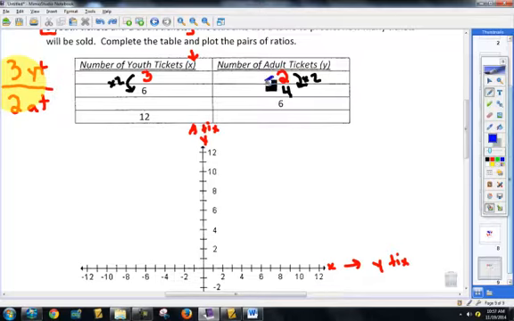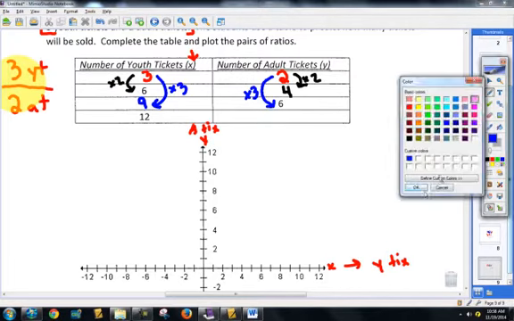Just look up the 2 and say, wait a minute, I know that what I'm doing to go from 2 to 6, I'd be multiplying by 3, right? So in order to get what this one would be, I got to do 3 times 3, and I'm going to get 9. So 3 youth for every 2 adult tickets, that's the same as 6 youths for every 4 adults, and 9 youths for every 6 adults. It's the same thing, okay?